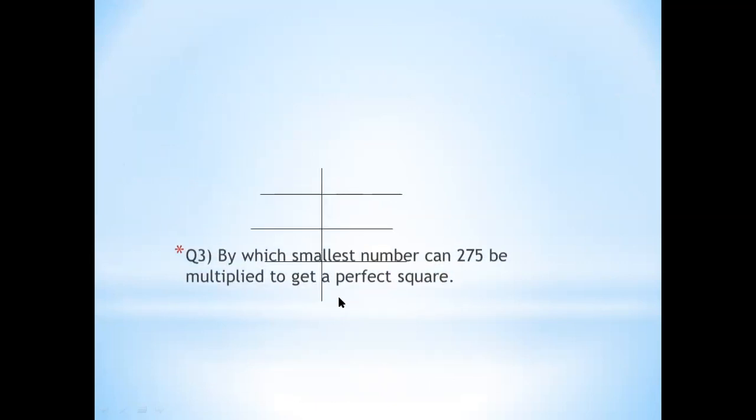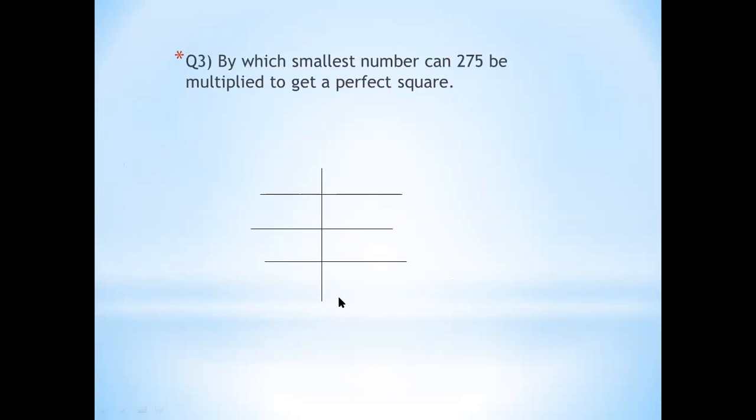Now come to question number 3. Question number 3 is: by which smallest number can 275 be multiplied to get a perfect square? You know that to find the perfect square, what will we do?